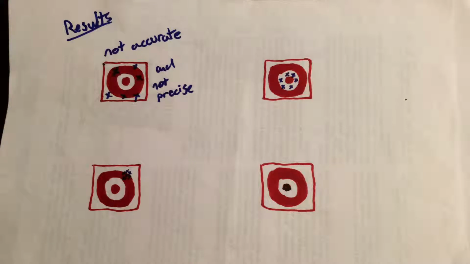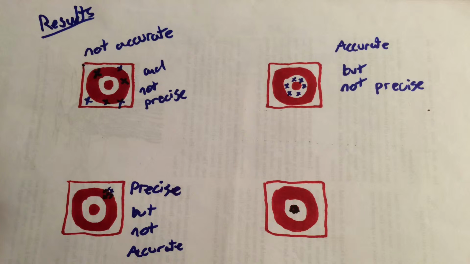In the first target, the archer was neither accurate nor precise. We know this because the arrows are spread out throughout the target, and don't really follow the same area as other arrows. Now, onto the second target. On this target, the archer was accurate, but not precise. We can tell this because the arrows were surrounding the target, but they were not very close together.